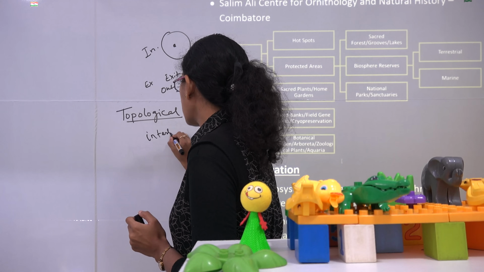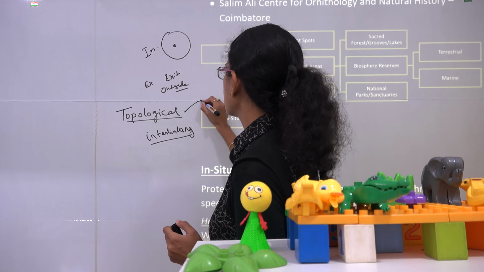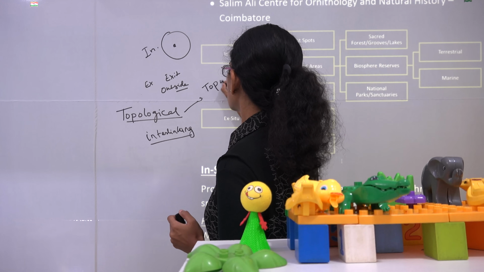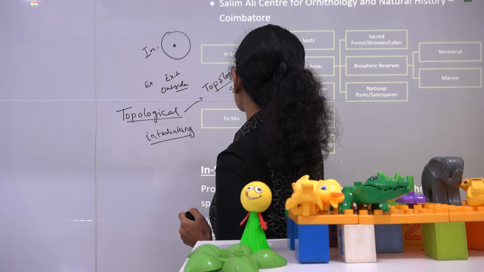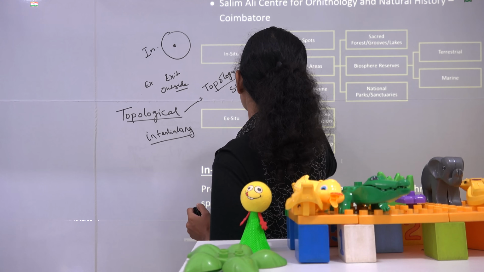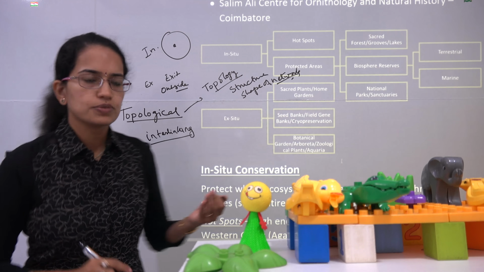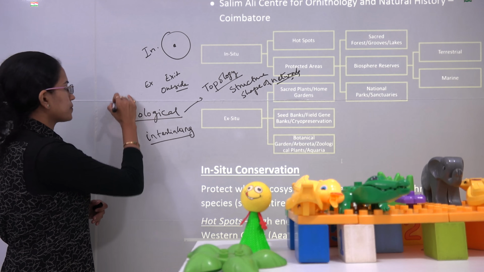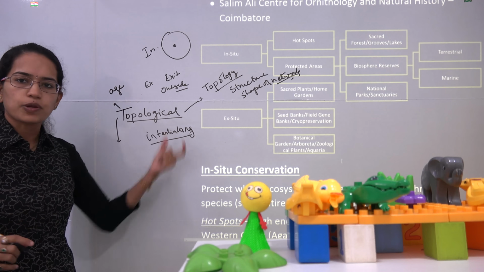Now before understanding this interlinking, let's understand in simple terms the meaning of the word topology. So topology basically talks about the structure or the shape of the network. Now this network could be of various forms. This network could be due to life forms. This network could be due to age. Now what are the factors that are considered under a topological conservation?